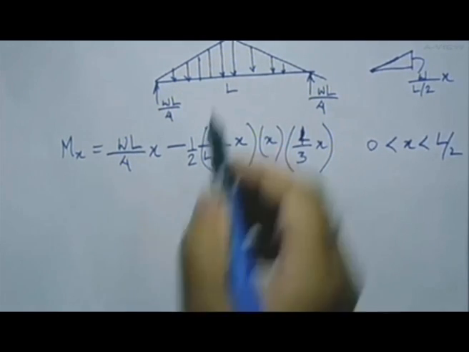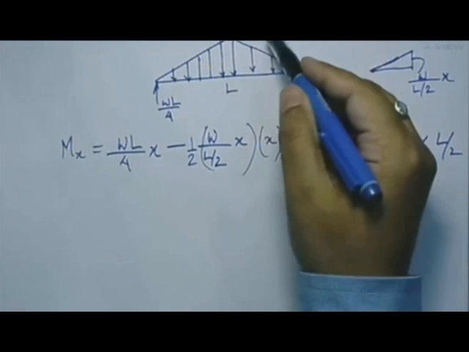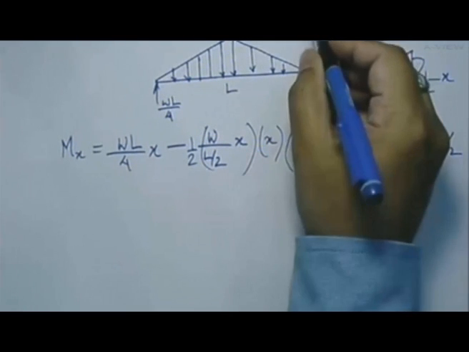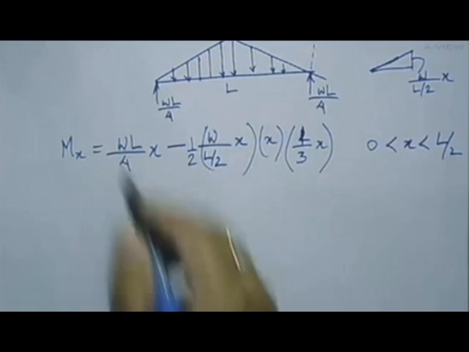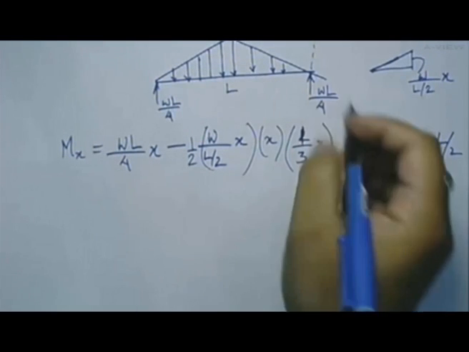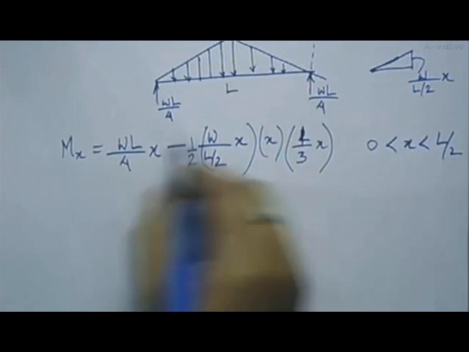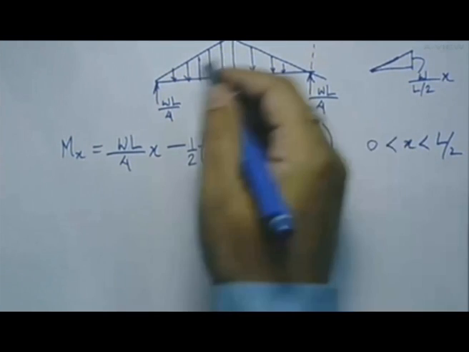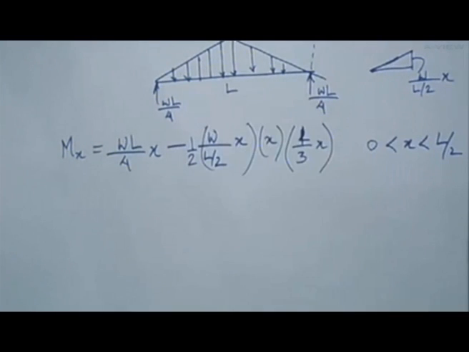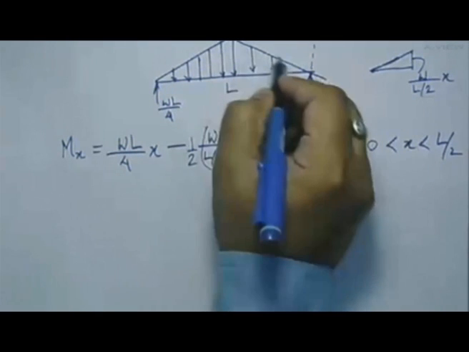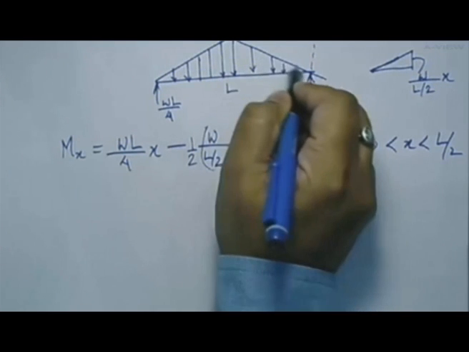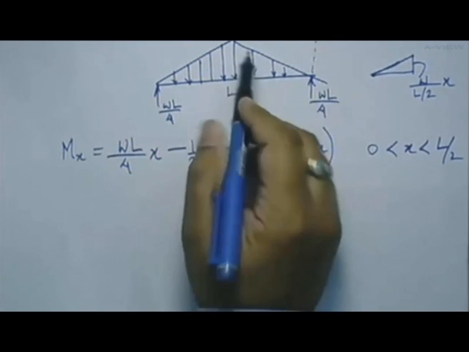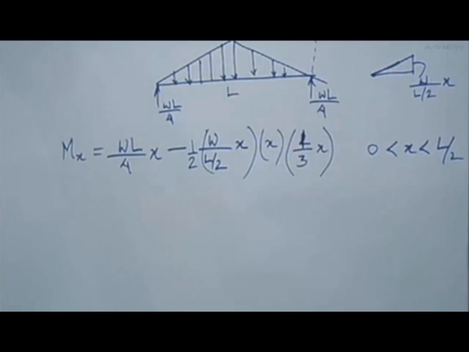Now if the load had increased continuously over the entire span of the beam, this would have been applicable for the whole beam. So that basically answers the question. If it had been a uniformly increasing load, then this equation would have been valid for the entire beam. Now, since there is a change in the slope of the loading, from uniformly increasing to uniformly decreasing here, we have to use the Macaulay function.